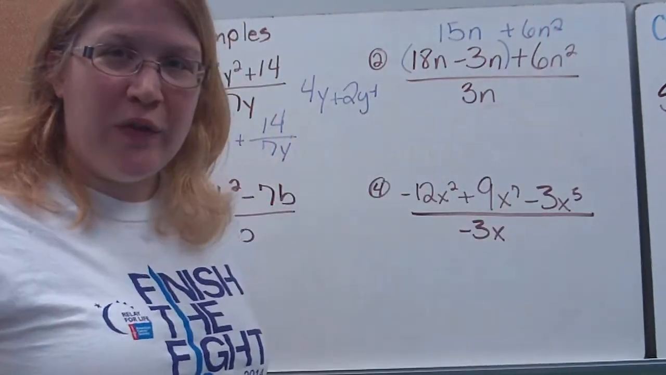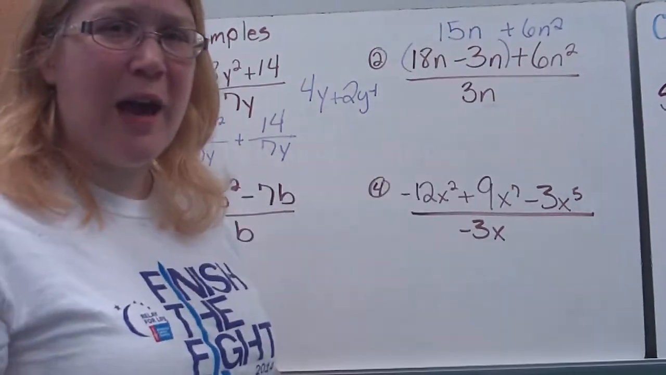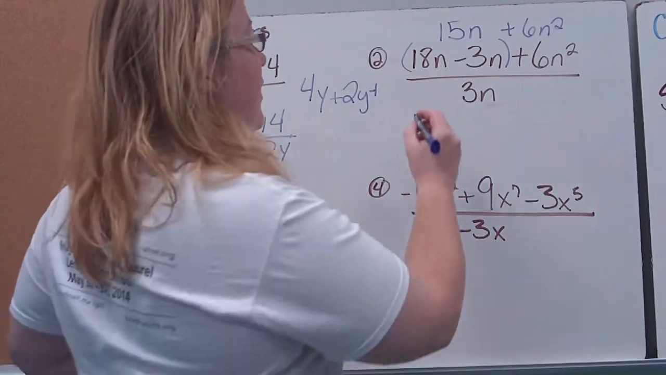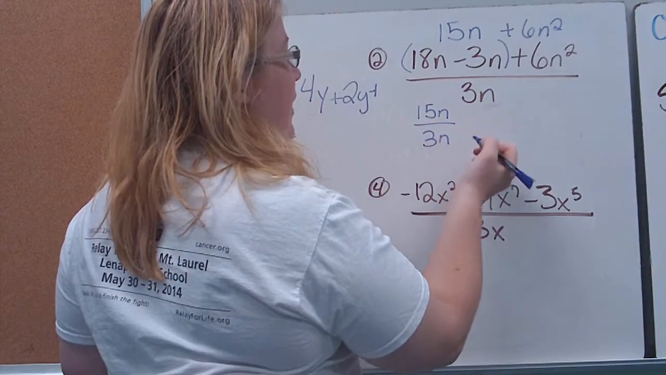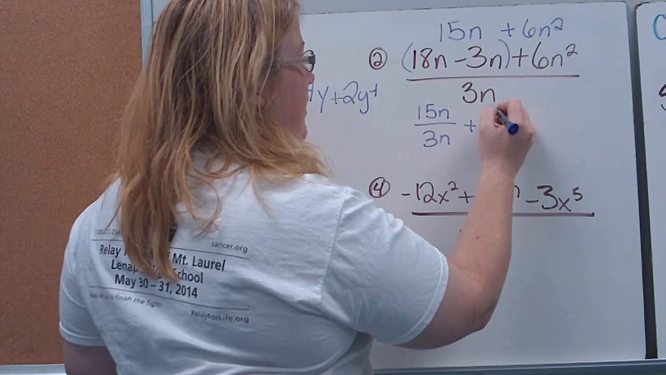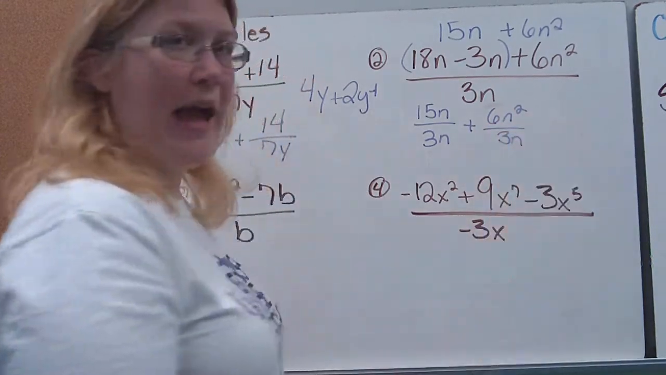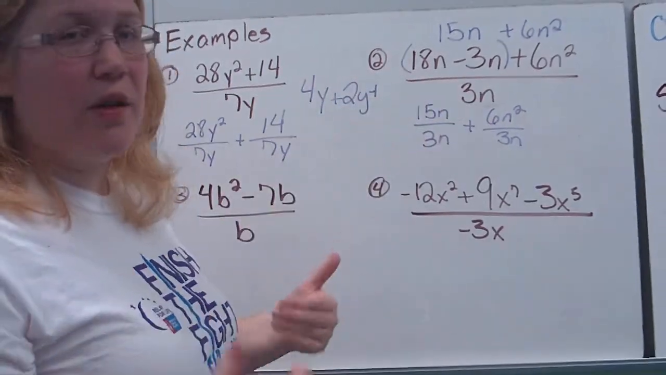Now I just have two different division problems to do instead of doing three different ones. So if I have like terms on the top or the bottom, I want to combine those first just to make the process easier. So then what I'm saying is I have 15n divided by 3n plus 6n squared divided by 3n. So again, we're just going through the way that we've been dividing monomials. That was a couple lessons ago.